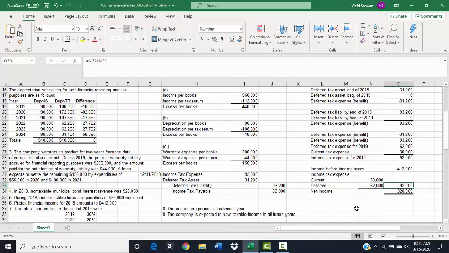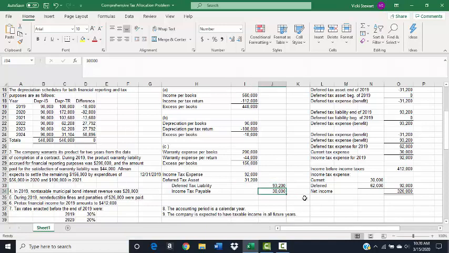To make the journal entry for 2019, we're going to record or debit income tax expense for $92,000. We're going to debit our deferred tax asset for $31,200, and we're going to credit the deferred tax liability for $93,200 and credit income tax payable for $30,000.